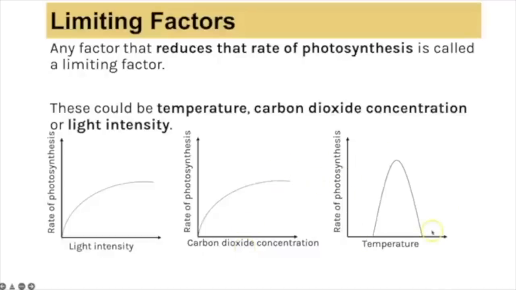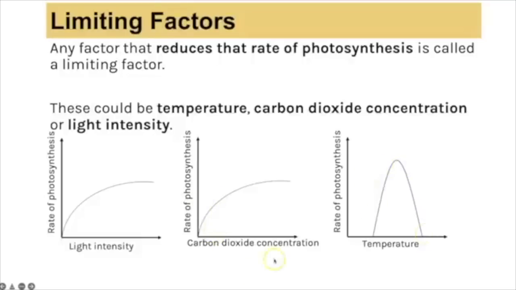Temperature, this is linked to the idea of enzymes because it's an enzyme controlled reaction. So at low temperatures, the rate of reaction is lower because we don't have enough successful collisions. There's not enough kinetic energy. We don't get enough enzyme substrate complexes. But if it gets too hot, the enzyme denatures.